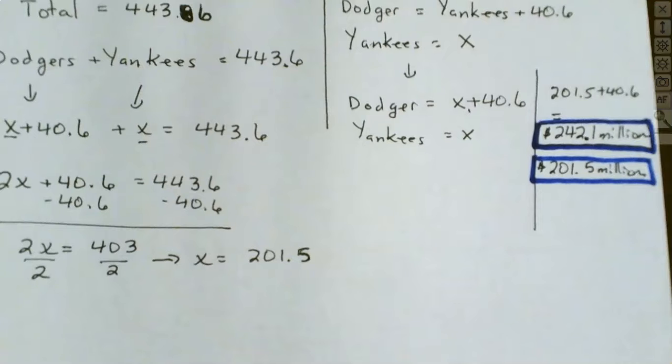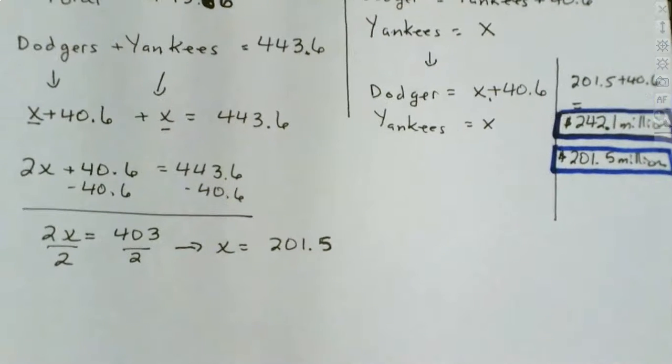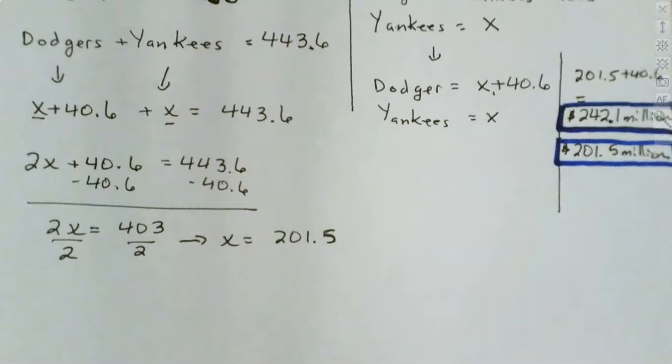Is everyone okay with that one? You see what I did? So make sure that when you solve it, you actually answer the question. In this case, it wants both, not just one of them. You'd only get half credit if you stopped at 201.5. So make sure you take it, plug it back in, and get the other one.